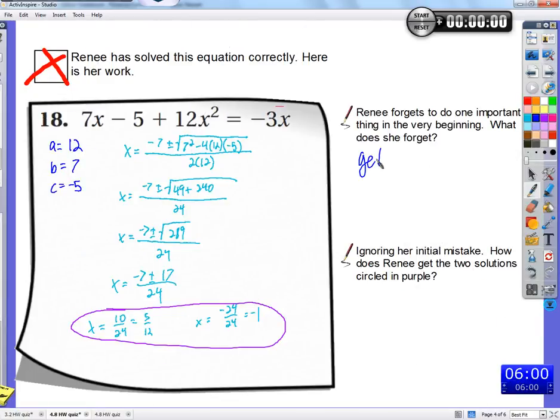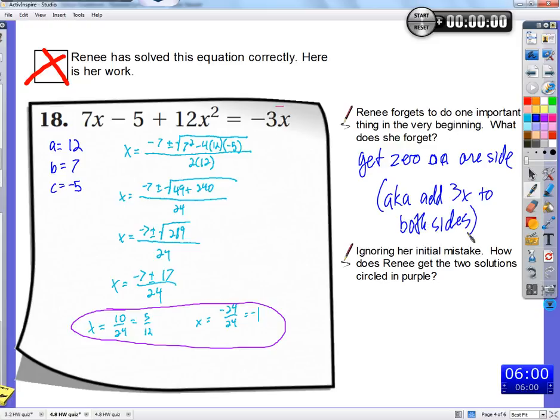So we'll say get 0 on one side, aka add 3x to both sides. So the work is going to look really similar, except we're going to add 3x to both sides, so we'll have 10x minus 5 is 12x squared.